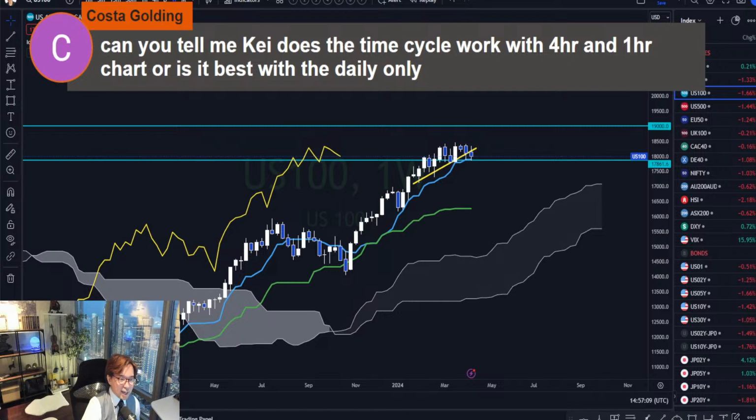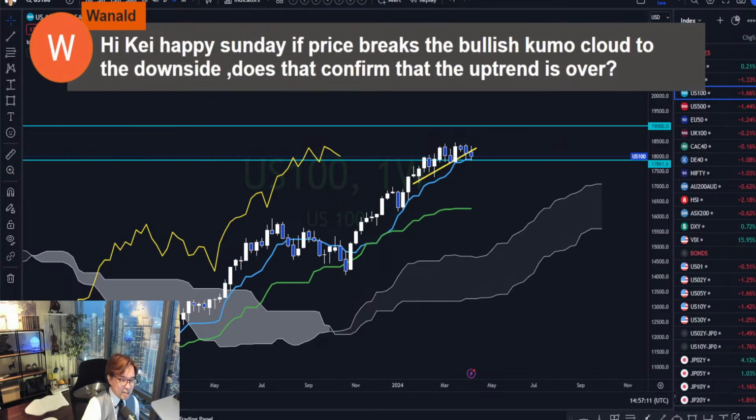One out said, hi Kay, happy Sunday. If price breaks the bullish Kumo cloud to the downside, does that confirm that the uptrend is over? It's not actually. The uptrend becomes over when there is a Tenkan-sen, Kijun-sen dead cross. That's when the bullish trend is over. And then the Chikou span breakout of the candlestick happens, then the Kumo breakout. So Kumo breakout means there is a trend reversal.